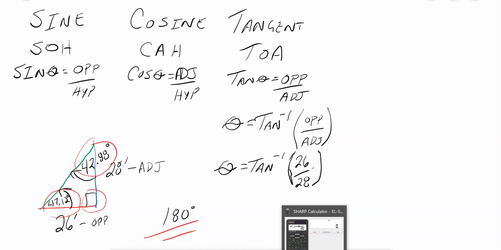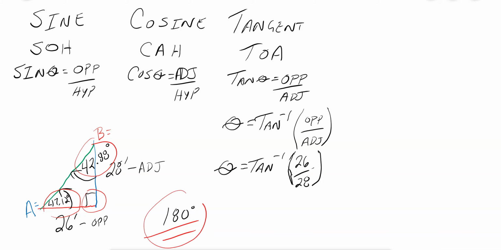Our angle A should have been greater than 45. Our angle B should have been less than 45. Those are the identifiers. And then altogether they should add up to 180. And they do. That's how we know we got the right answer and we're doing things correct.